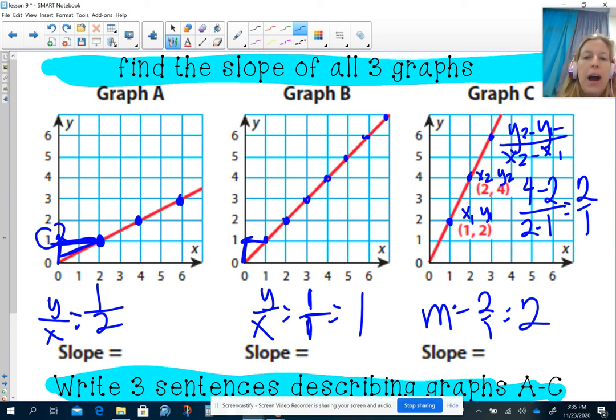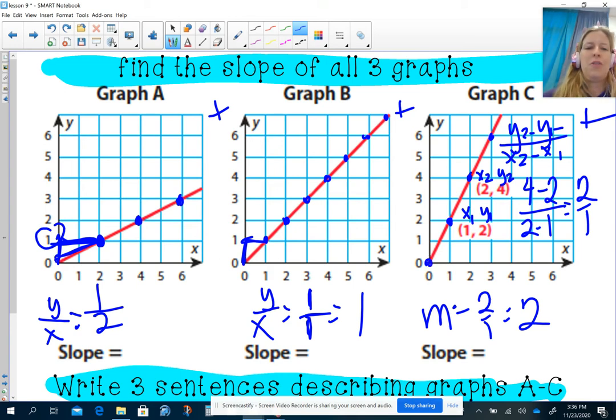Okay. What else could you tell me? Are any of them negative? Okay, so all 3 graphs are positive because they're all going to the upper right. Okay, so they're all positive graphs. What's something else you can tell me? How about all my graphs start on 0, 0?